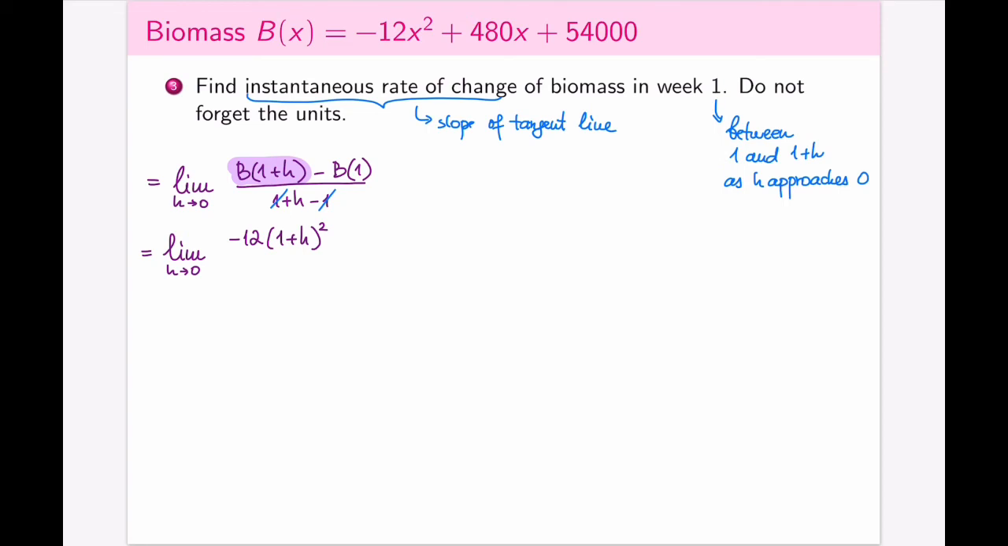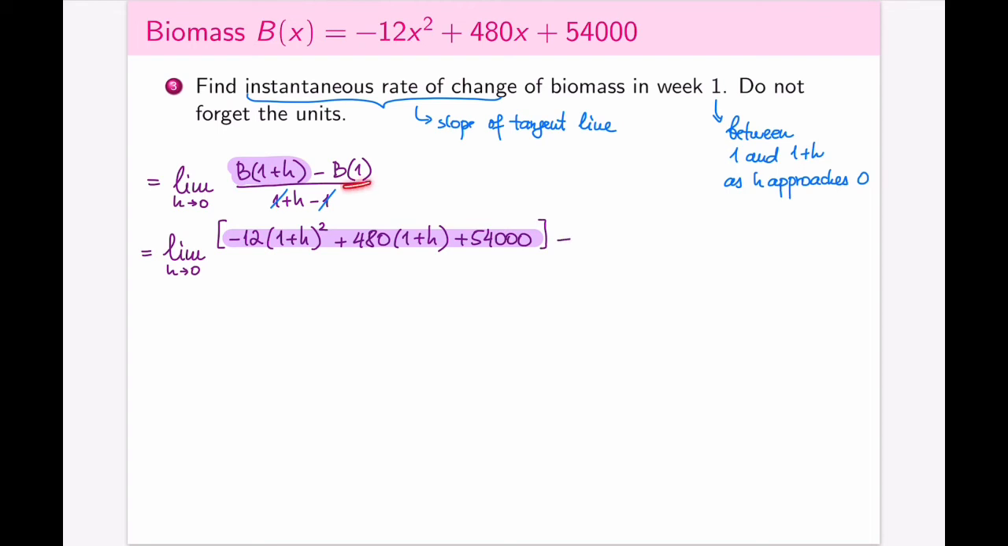So I'm going to really hammer it in that we are plugging in 1 plus h into the entirety of x. Okay, just literally think about it as patching it into there, right? So (1 plus h) all squared plus 480 times x, but now my x is replaced with (1 plus h), plus 54,000. So this entire expression is my B of 1 plus h. Let's put it into its own set of brackets just to be sure that we're actually seeing the distinction here.